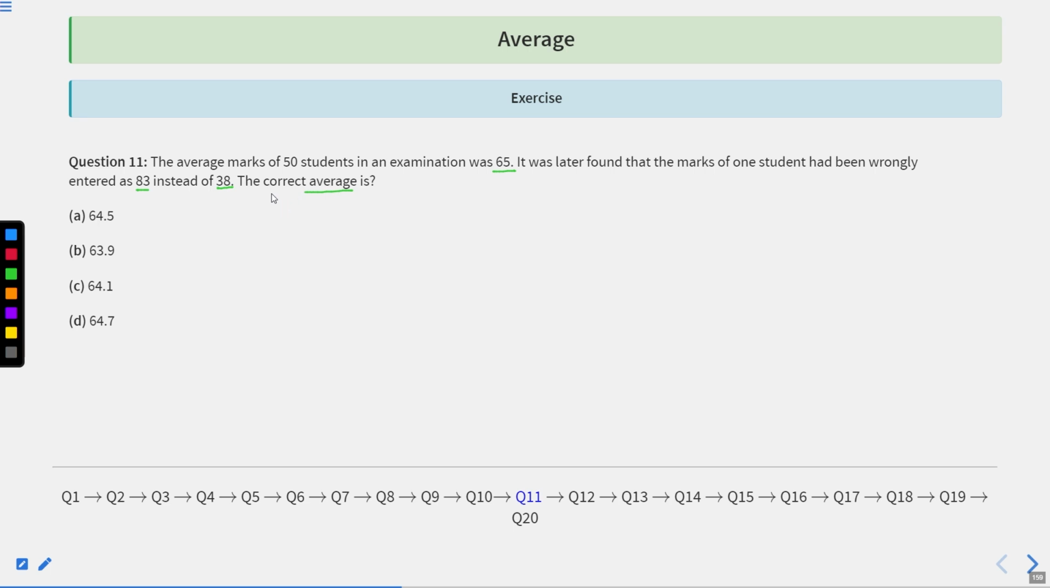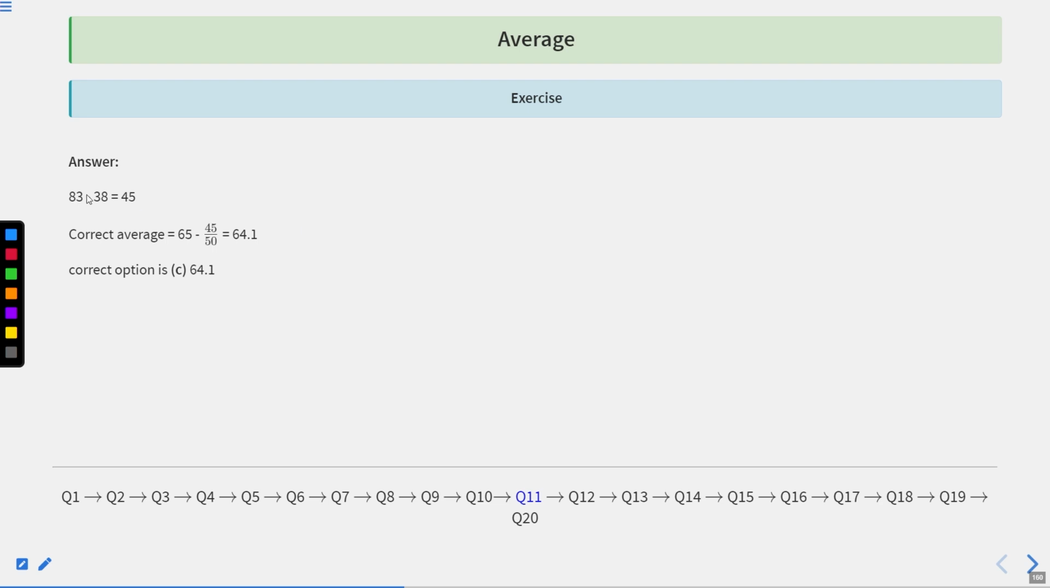So in this question, the story is there are 50 students who appeared in the examination. The average score was 65, but later it was found that 83 was written instead of 38. So what is the corrected average? What is the difference here? 83 minus 38, the difference is 45. So the correct average is equal to (65 minus 45) upon 50. That is equal to 64.1. So the correct option here is option C, that is 64.1.